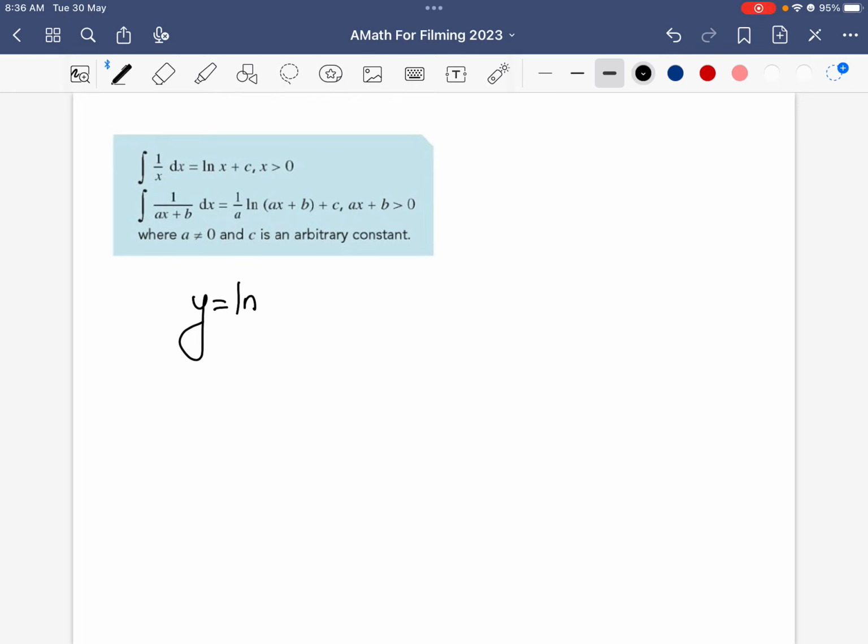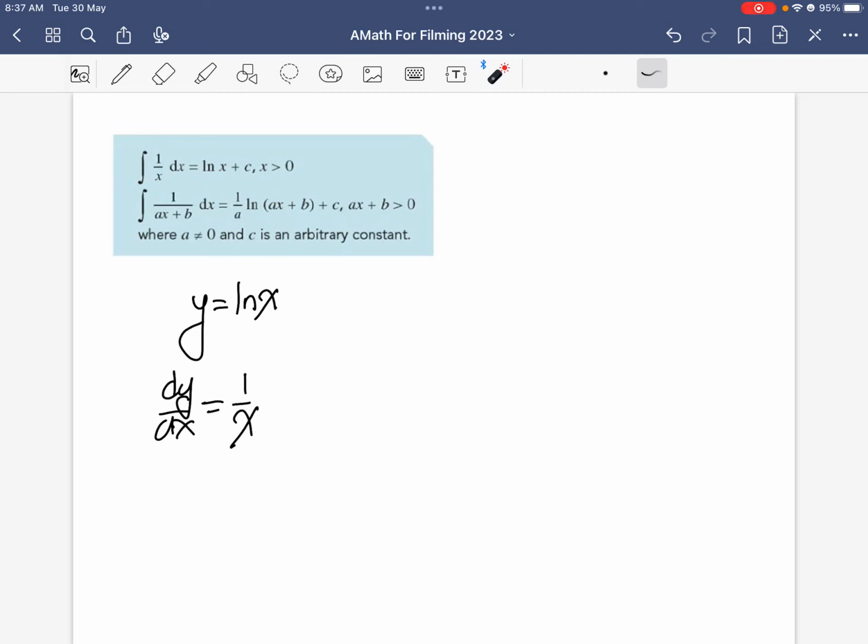Now, if you recall, y equals ln x, differentiating y with respect to x: take the reciprocal, then differentiate x, and then you get 1. So now, what we're doing is the exact opposite. Same idea here. Let's say we are going to do the integration. If you integrate 1 over x, what you get is ln x itself.